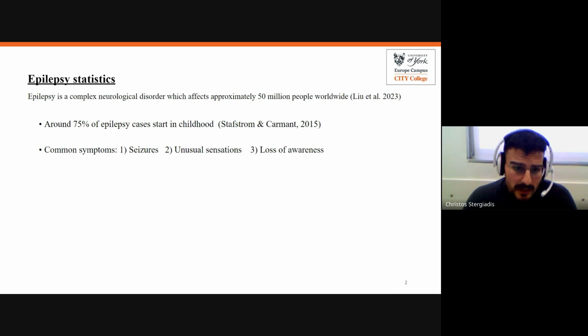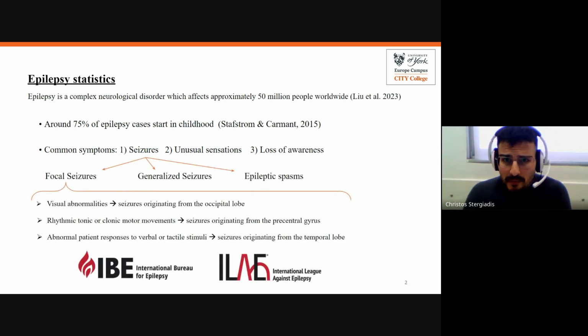Now, because we talk about seizures when we talk about epilepsy, based on the type of seizures, we can categorize the epilepsy a little bit. So we can talk about focal seizures, which are seizures that start and spread at just one hemisphere of our brain, either the left or the right. We can have generalized seizures, which are spread at both hemispheres of the brain, and we can also have epileptic spasms, which we're not going to go through today. They are also called infantile spasms. They mainly are related to infants and very, very young children.